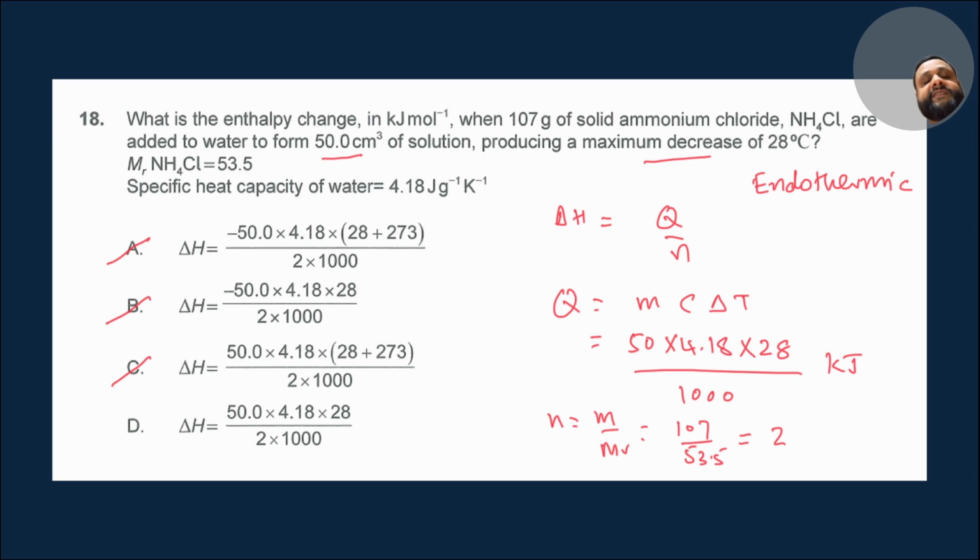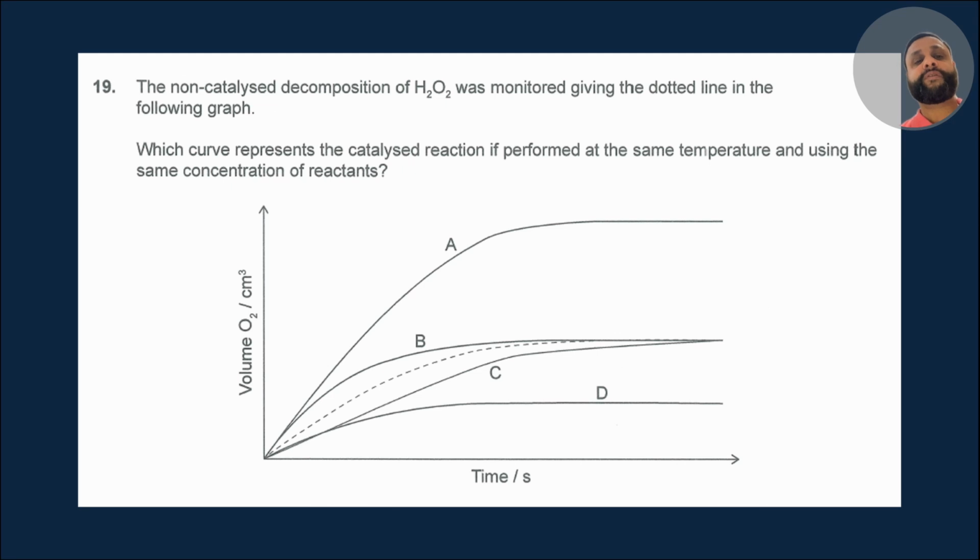You can have 50 times 4.18 times 28 divided by number of moles, divided by 1000 to have kilojoule per mole. Question 19. The non-catalyzed decomposition of hydrogen peroxide was monitored giving the dotted line. So the dotted line graph represents the non-catalyzed reaction. Which curve represents the catalyzed reaction if performed at the same temperature using the same concentration? So same temperature, same concentration.